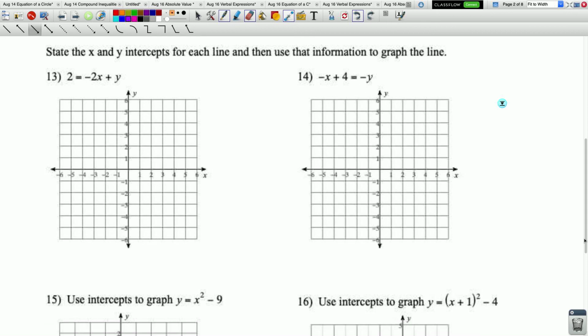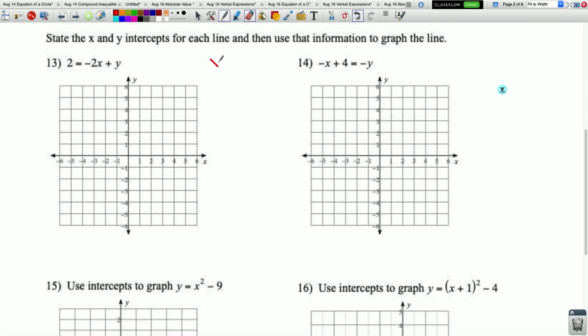All right, for 13 and 14, we need to find the x and y intercepts and then use that information to graph the line. This is the piece of information we need to know. At the y-intercept, x is equal to 0. The variables are kind of backwards. At the y-intercept, x is 0. At the x-intercept, y is equal to 0.